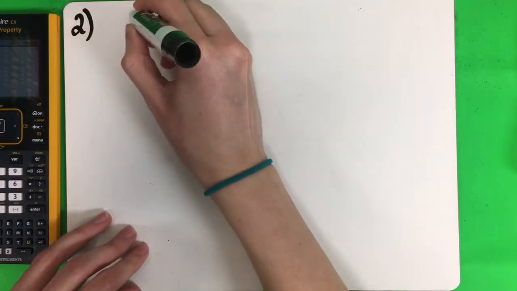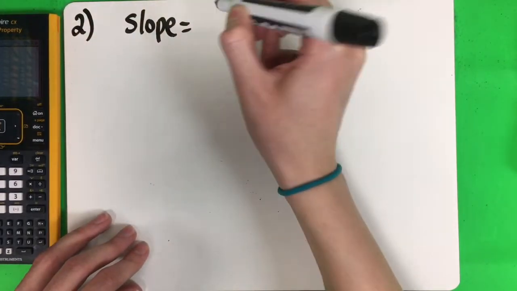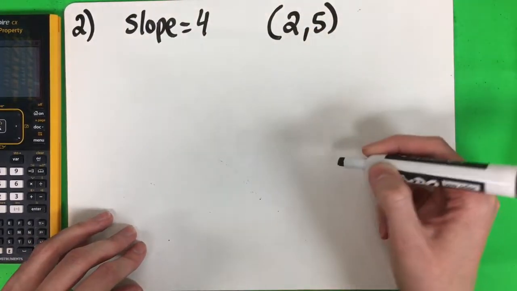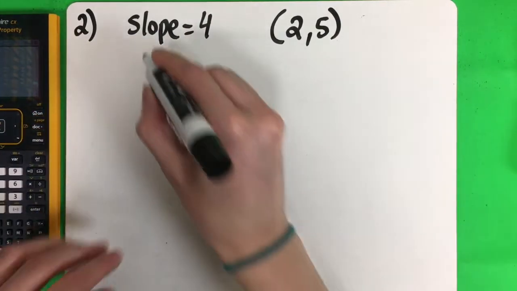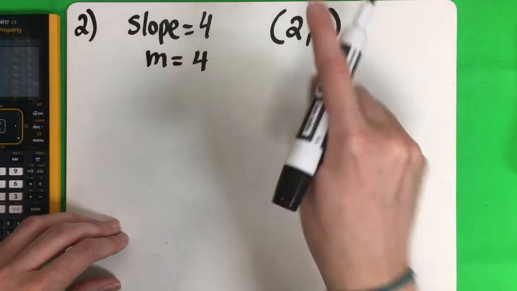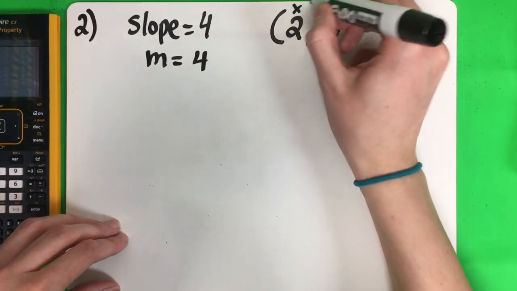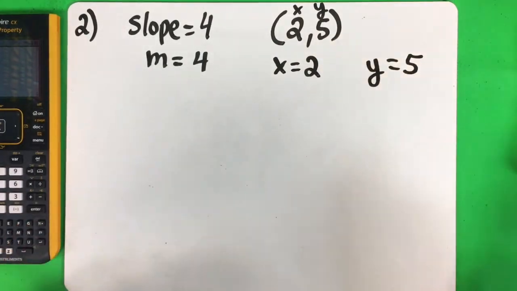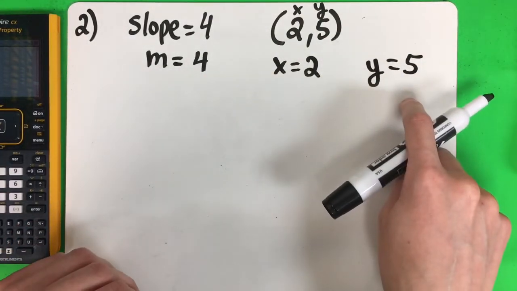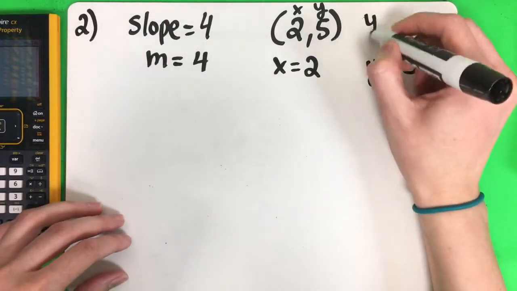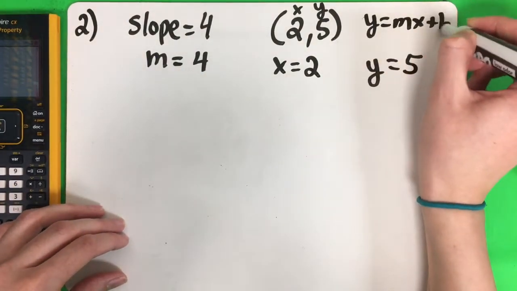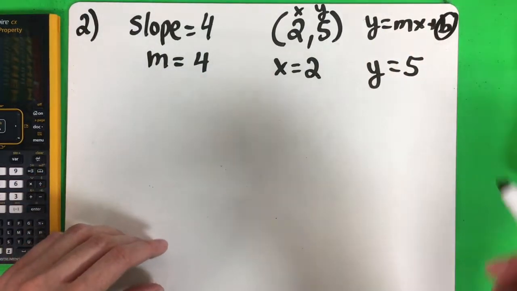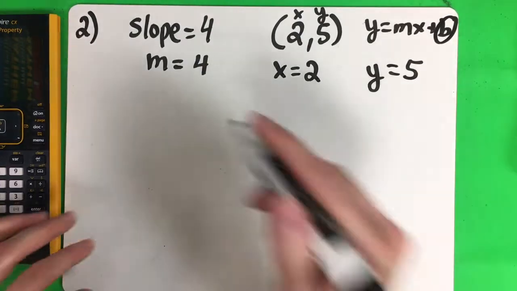Question 2, I have the slope is 4, and I have an ordered pair 2, 5. So remember, slope is m, which is 4. Now I have 2 and 5, that means x, y. So x equals 2, y equals 5. So I have m, x, and y. And there's one letter that I need. So remember, slope-intercept form is y equals mx plus b. I have y, I have x, I have m, I need b. Necesito b. So let's put the numbers inside.